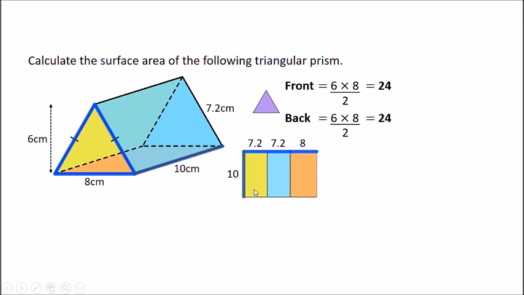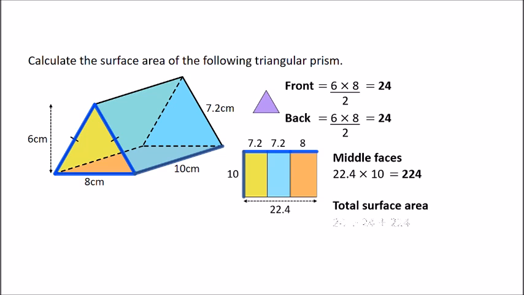Okay, so we're looking for the total area of all of this. So you could either calculate each rectangle separately, or just the way I've done it, I've just saved myself a bit of time. I've just calculated this one long length and multiplied it by 10. Right, so that would be 224 units squared. So my total surface area is just adding all of these faces together, and then that will give me 272 centimetres squared, and that is my final answer.